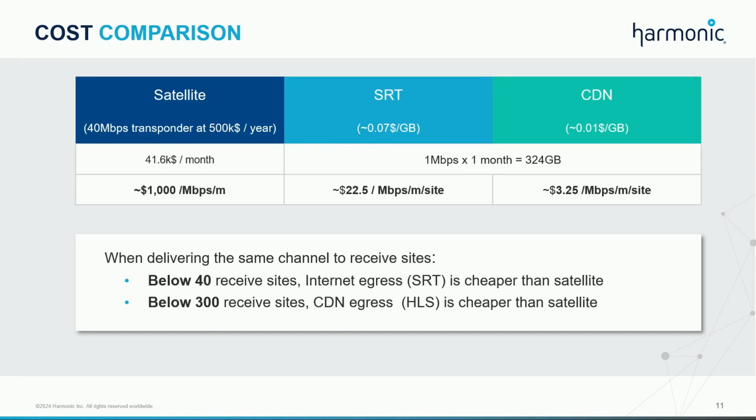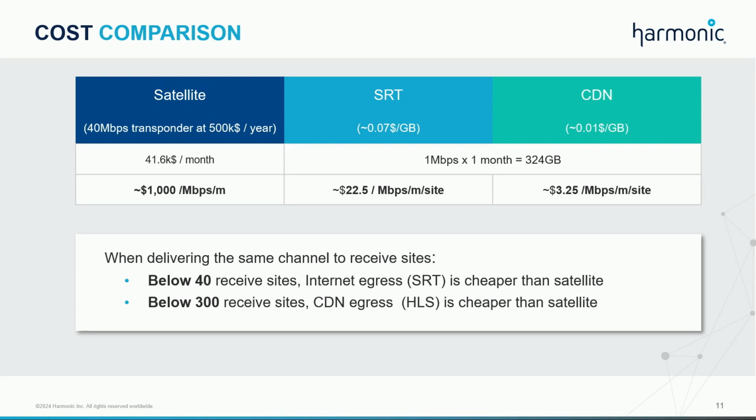I did a quick math using classical European examples. Here, you can adjust this table to your own case. But if we compare to a classical satellite rental, $500,000 per year for 40 megabits per second, you are paying more or less $41K per month, which means more or less $1,000 per megabit. And that's one shot.